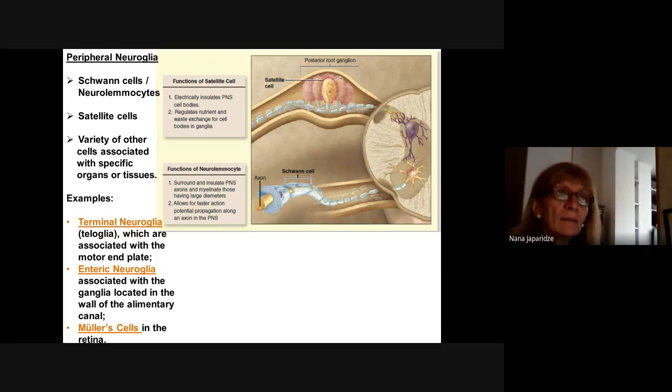So, you know what is the main feature of this dorsal root ganglia? No synaptic connections are observable in the dorsal root ganglia. That is one of the main differences between the dorsal root ganglia and ganglia of the autonomic nervous system, for example.